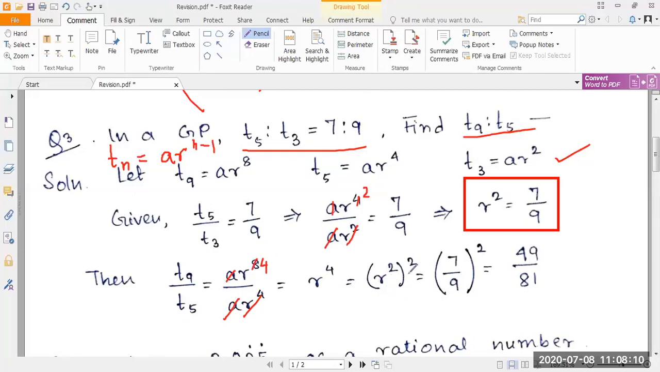So if I use this expression, R square whole squared, then I can use the value of R square that I had previously found out, and I replace R square with 7 by 9, squared of course. So it's R fourth equal to R square squared equal to 7 by 9 squared. And with just pure squaring, I get 49 by 81. So I have T9 by T5 equals 49 by 81, and that's what they have asked us to find.